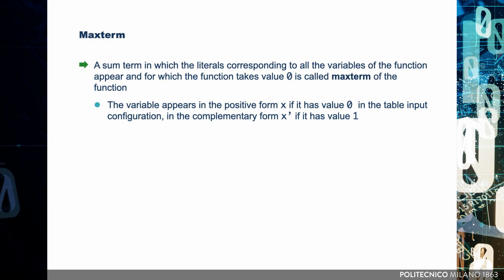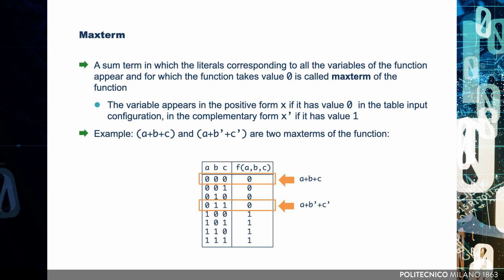Dually, we define a maxterm as a sum term that includes the literals corresponding to all the variables of the function and for which the function evaluates to 0. Here, in contrast to minterms, each variable appears in the sum in its positive form x, if it has the value 0 in the input configuration of the truth table, and in its complemented form not x, if it has the value 1. Let me show you two examples using the same truth table as before.